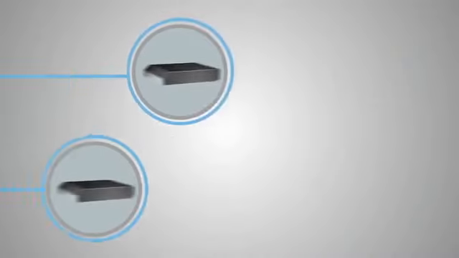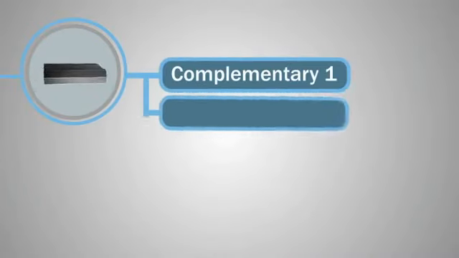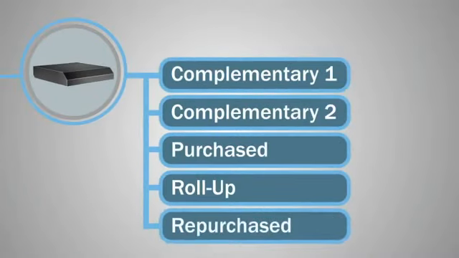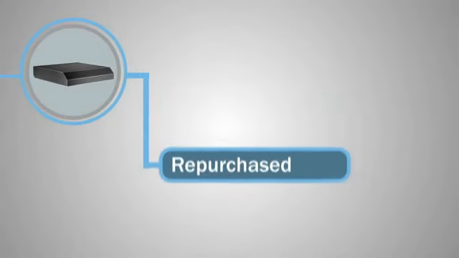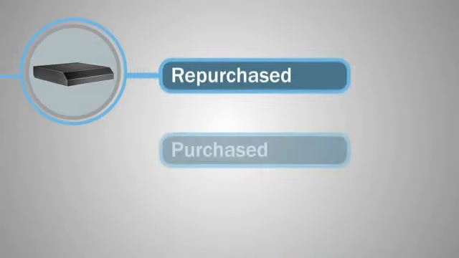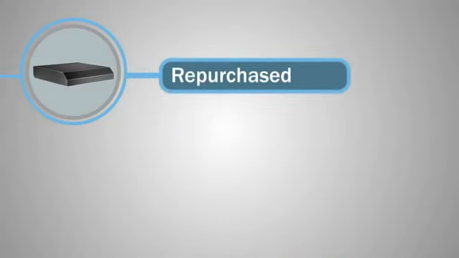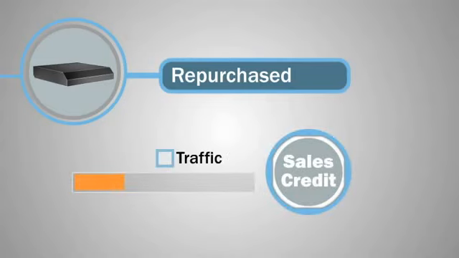Once you've reached the 3rd generation of panel completion, this is when the 5th and final type of panel is introduced, the repurchased panel. The only difference between this and a purchased panel is that a sales credit isn't given until the traffic cap is reached.